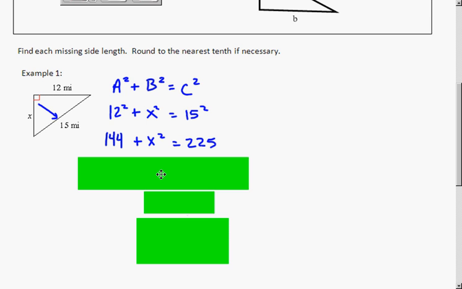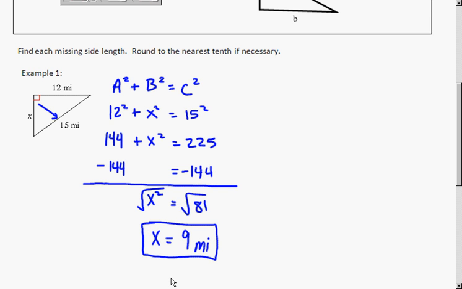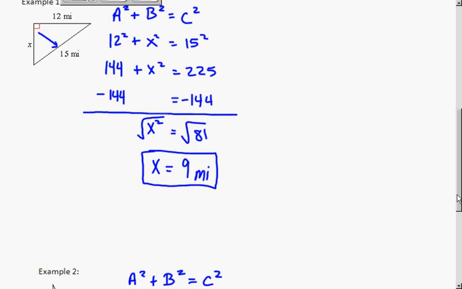After doing our computation, we have 144 plus x squared equals 225. Get x alone, so we subtract 144 from both sides, giving us x squared equals 81. Here you have to take the square root of both sides to get rid of the square. After you square root both sides, you find out that x equals 9 miles. Remember, when you do square root, it is plus or minus 9, but you would not put negative 9 as your answer, because this is a side length, and your side length cannot be negative.